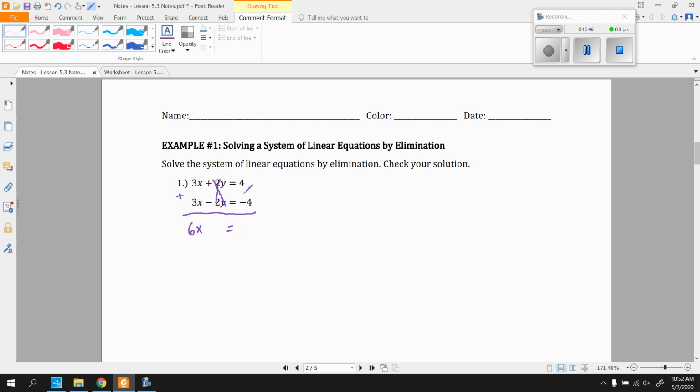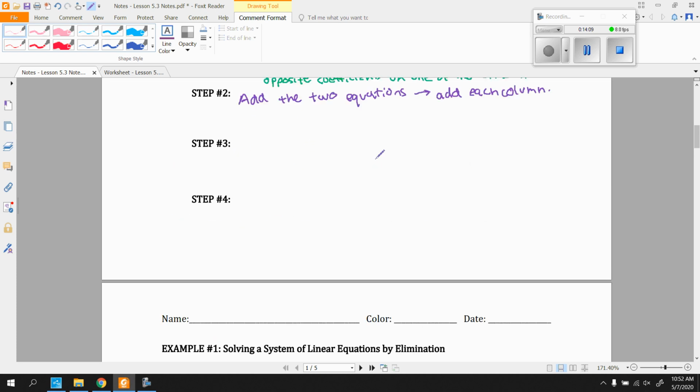And this one's a unique one too. This doesn't always happen, but when I go 4 plus negative 4, I get 0. Now again, that doesn't always happen. That's kind of unique, and I'm glad we're seeing it actually, because sometimes we see it and say, oh, something's wrong, I made a mistake. Nope, we just add it. Whatever you get is what you get. So 4 plus negative 4 is 0. All right, so that's the first part of step 2 here. Add the 2 equations, add each column.